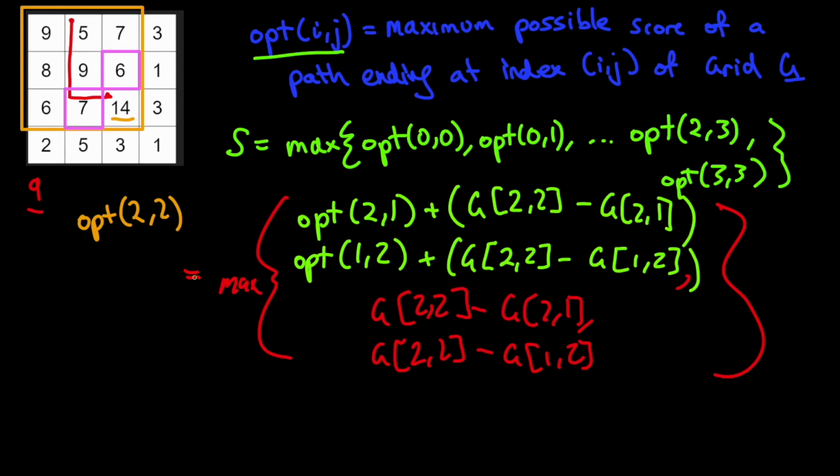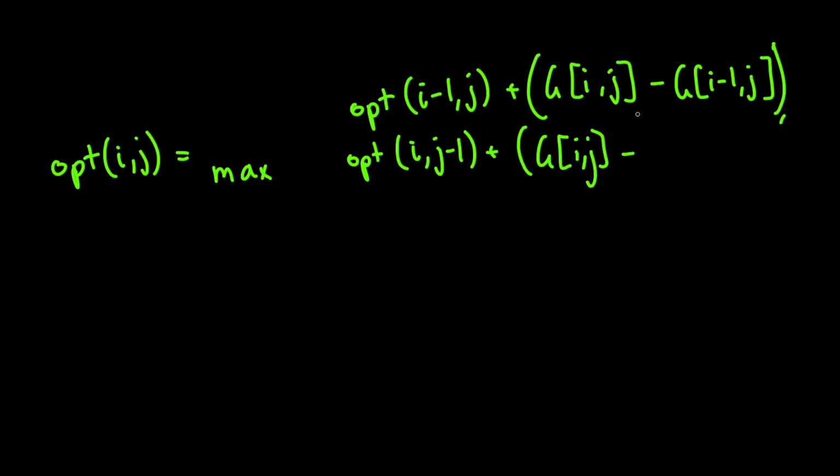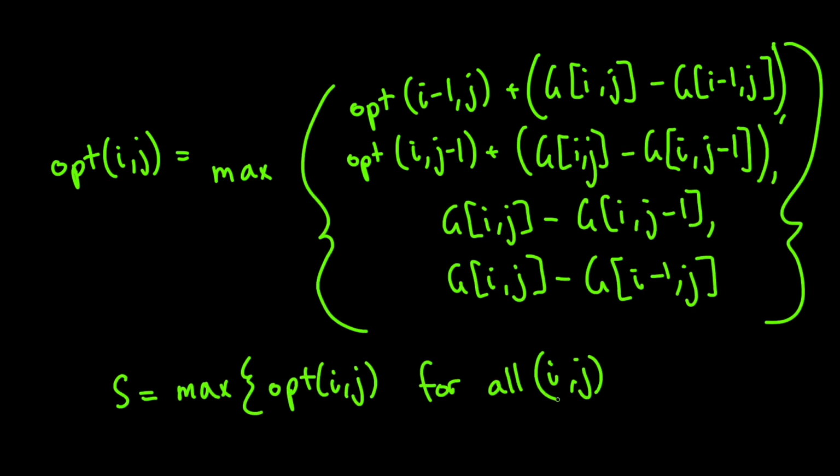So now with this definition of opt22, we can generalize it for the general case for opt_ij as follows. That is, we have opt_ij, which is the max of 4 options, the first being opt of i minus 1, j plus the additional score from moving from the left neighbor to the current node, or opt of i, j minus 1 plus the score of moving from the node immediately above to the current node, or the start of a brand new path from either the precursor node above or to the left of the current node.